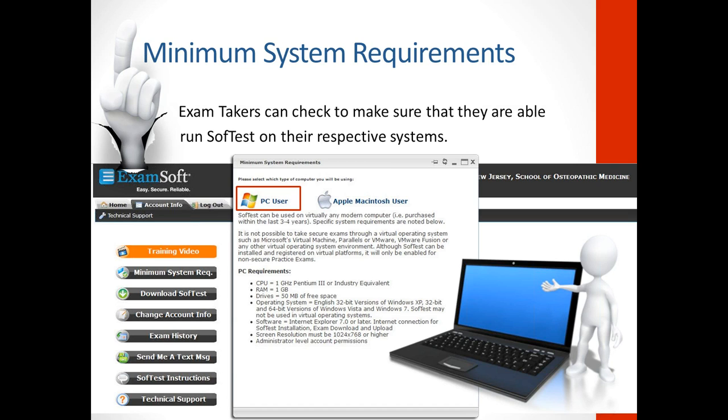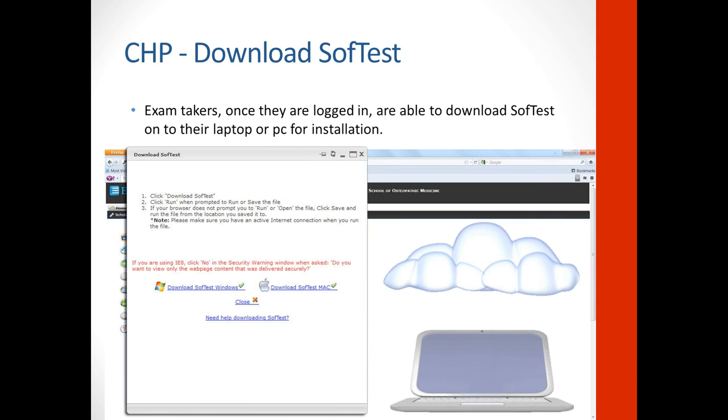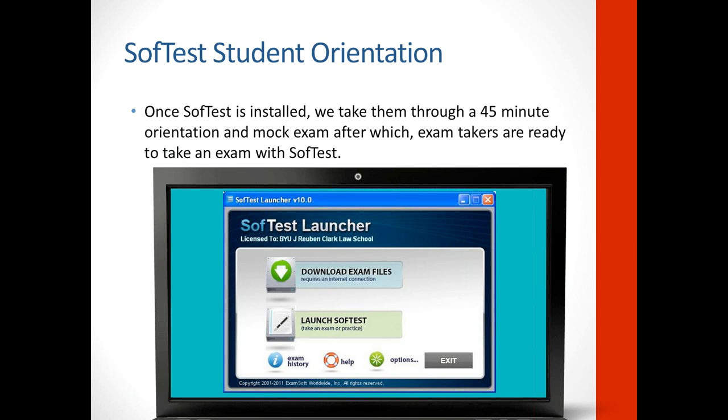But for a couple of years, we did run where students brought in everything from netbooks to Macs to PCs, and when we had that, we would run them in orientation, and they would select the appropriate software, download the software that was appropriate for their system, and then, as you can see, download SofTest Windows, download SofTest Mac. They would download the software, install the software, register the software.